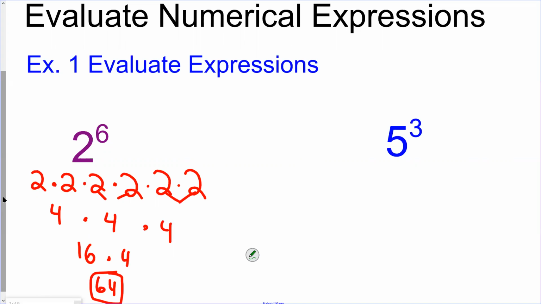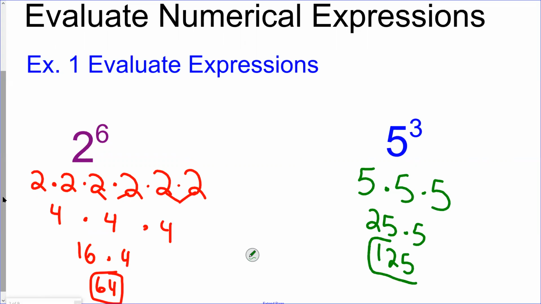Let's look at another one. 5 cubed, or 5 to the 3rd power. They both mean the same thing. So we have 5 times 5 times 5. Again, our brains only compute 2 numbers at a time. 5 times 5 is 25. We do 25 times 5, because again, we rewrite what we have not used yet. 25 times 5, well, this should be an easy one. How much money is 5 quarters? It is $1.25. So 5 times 25 is 125.